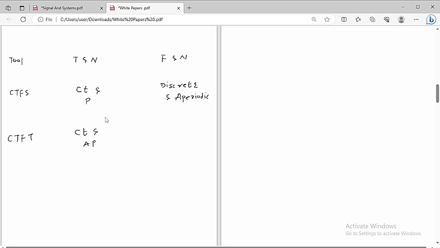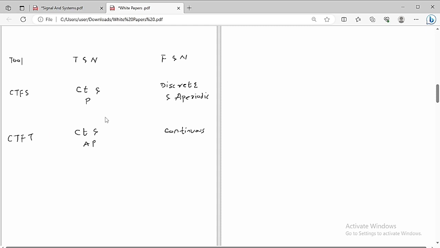And for f of t, you are going to get F of omega. Omega is defined from minus infinity to plus infinity, so omega can take any real number. So it is continuous. The waveform is also continuous. Here, the Fourier series waveform is discrete because it is defined only for discrete values of n.